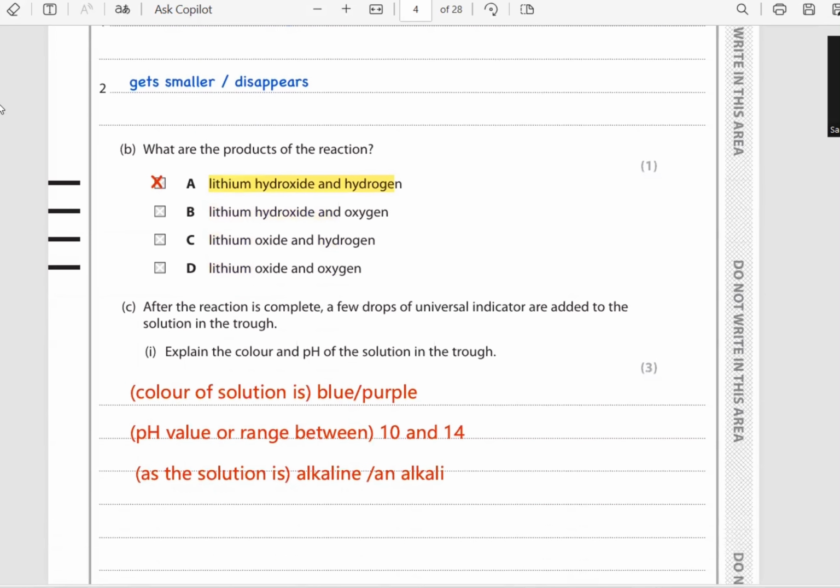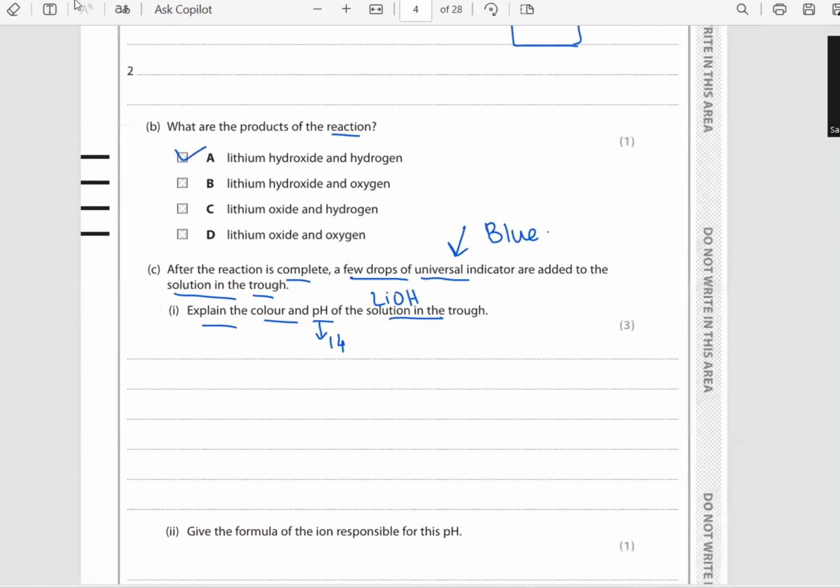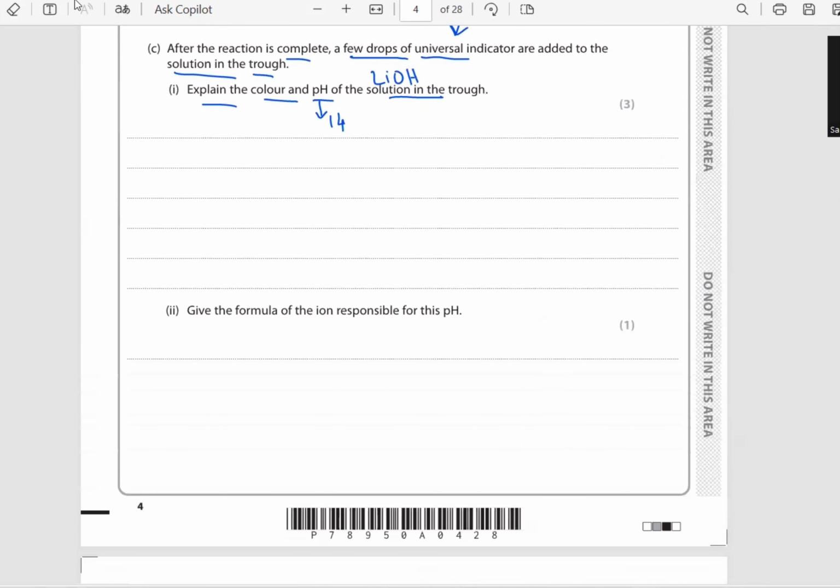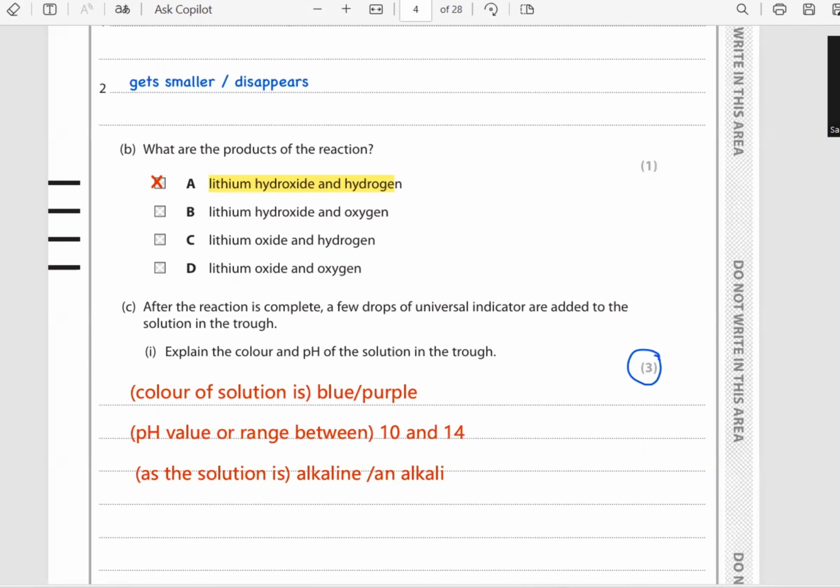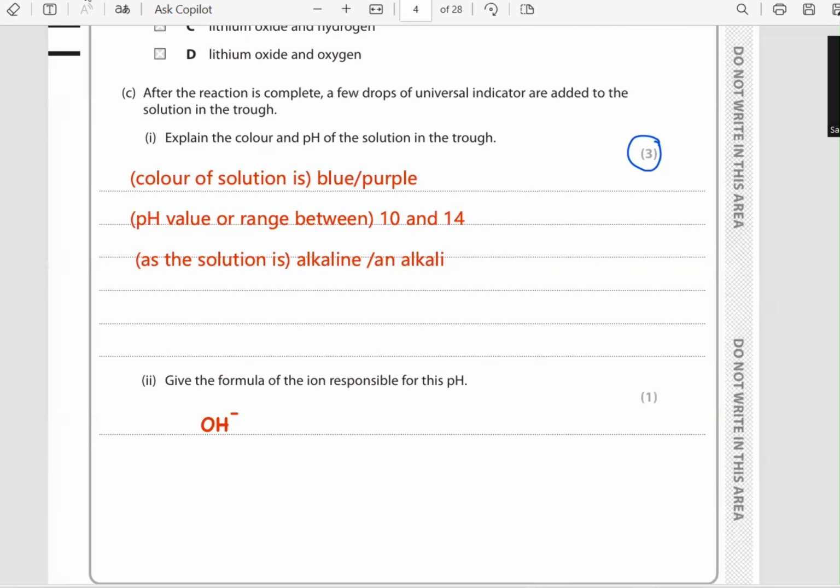So let's see the answer. Color of solution is blue or purple. pH value is from 10 to 14. They will accept any answer. As the solution is alkaline, 3 marks. You have to give 3 answers accordingly. Give the formula of the ion responsible for this pH. Of course, it's alkaline pH, and alkaline pH is due to hydroxide ion or hydroxyl ion, OH negative ion. That's the answer.